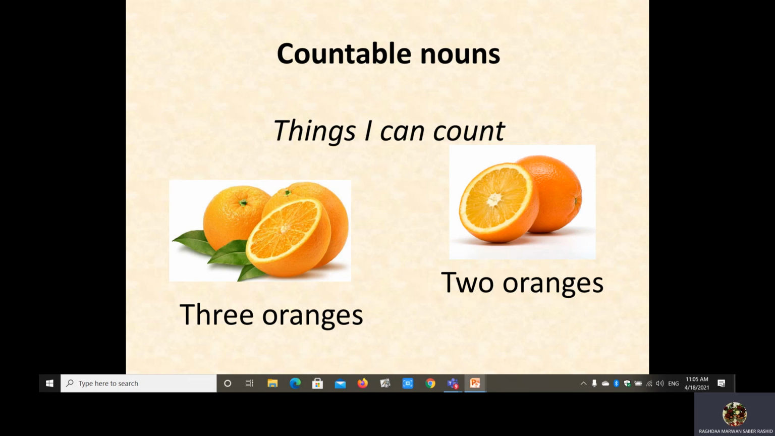For countable nouns, what do you mean by countable nouns? It means things I can count. I can say 3 oranges, 2 oranges, means I can count them. This is the meaning of countable nouns.